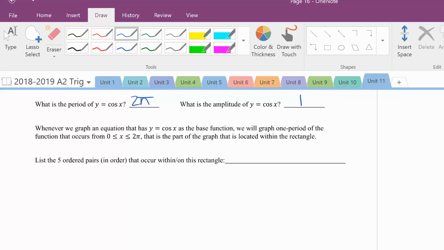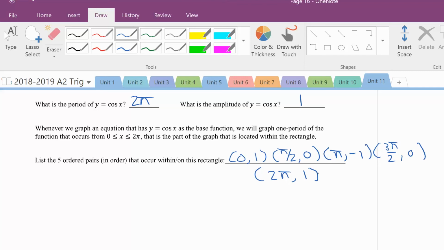And then the points from 0 to 2 pi that we should remember: 0, 1; pi over 2, 0; pi, negative 1; 3 pi over 2, 0; and 2 pi, 1. Those are the 5 points that occur between 0 and 2 pi.